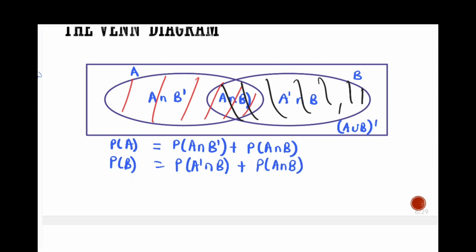These are a very important family of results that can help us solve a number of questions. If I want to get the probability of A occurring, it is the same as getting the probability of A only plus the probability of A intersection B. If I want to get the probability of set B occurring, it's the same as getting the probability of B only plus the probability of A intersection B.